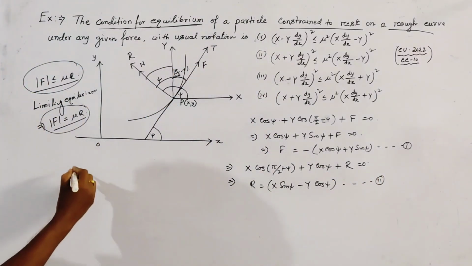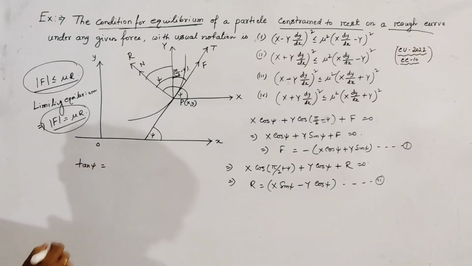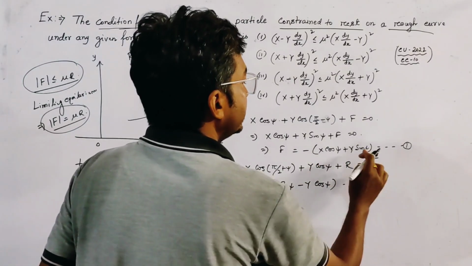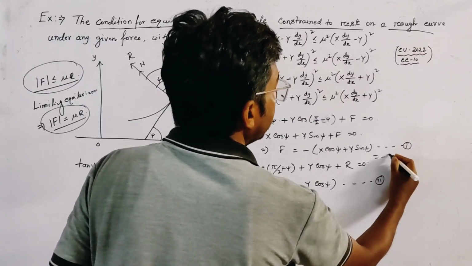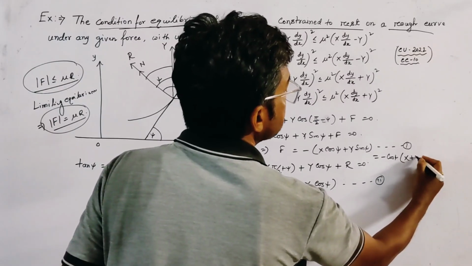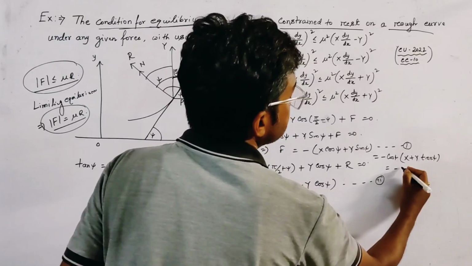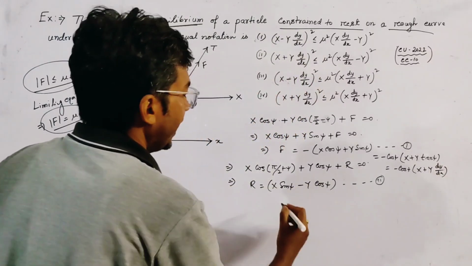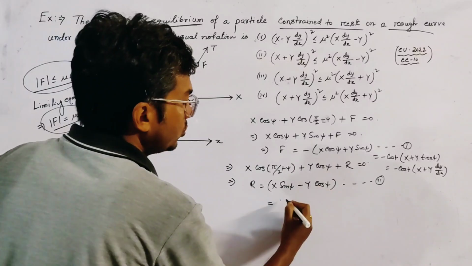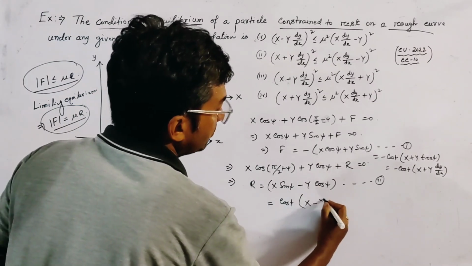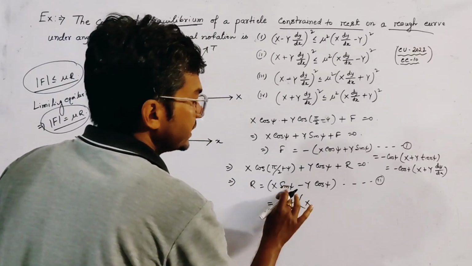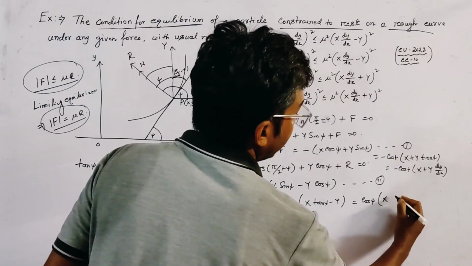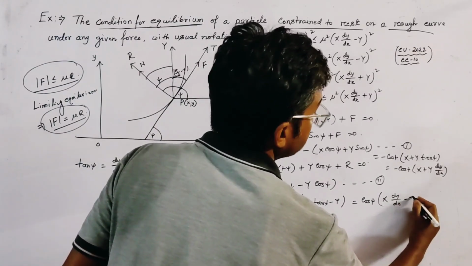And we know that tan psi is equal to dy by dx. If we take cos psi common from equation 1, then we get F equal to minus cos psi into (X plus Y tan psi), that is minus cos psi into (X plus Y dy/dx). And from equation 2, taking cos psi common, R equals cos psi into (X tan psi minus Y), that is cos psi into (X dy/dx minus Y).